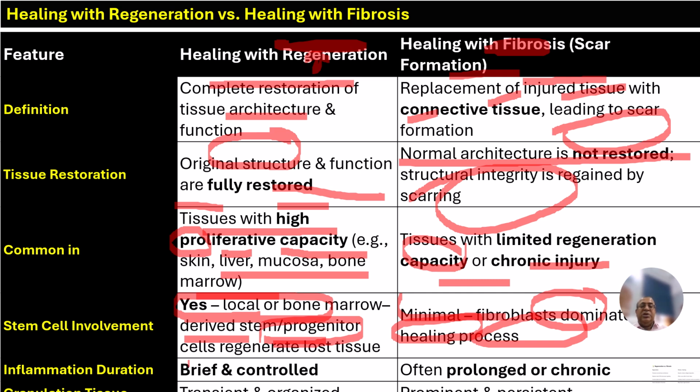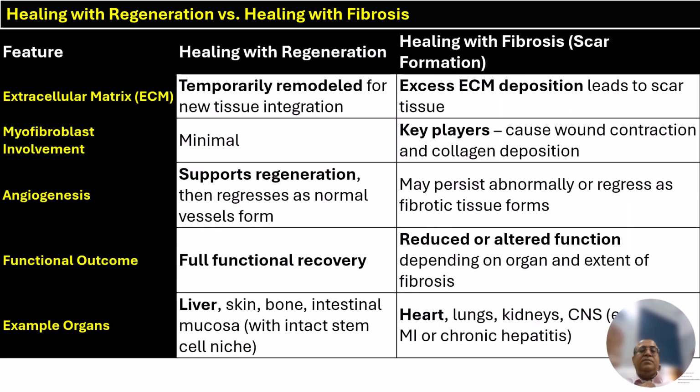In healing with regeneration, the role of the fibroblast is supportive and temporary, while in healing with fibrosis, the fibroblasts dominate. They synthesize collagen and other extracellular matrix. The extracellular matrix in regeneration is temporarily remodeled for integration of the new tissue, while in scar formation there is excessive deposition of extracellular matrix that leads to scar tissue. Myofibroblast involvement is minimal in regeneration, while in healing with fibrosis it is a key player and causes wound contraction and deposition of collagen.